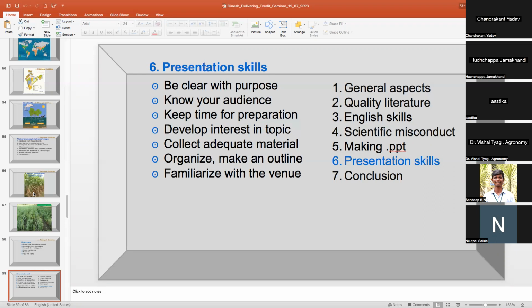So then you develop interest in the topic. Now your topics are allotted to you. Develop some interest. Don't touch the book. First you think in your mind, okay, this is my topic and how important it is.